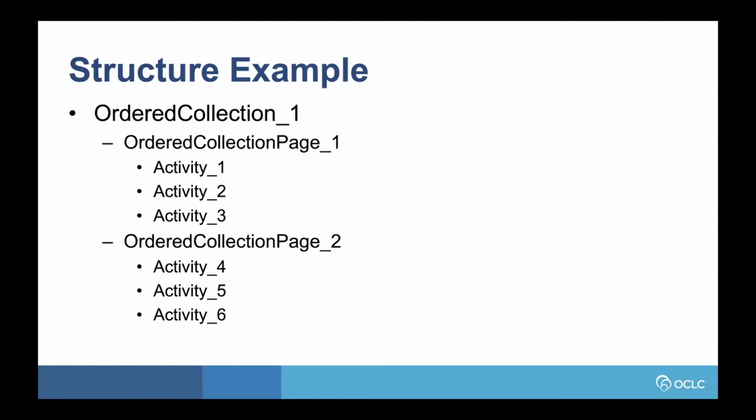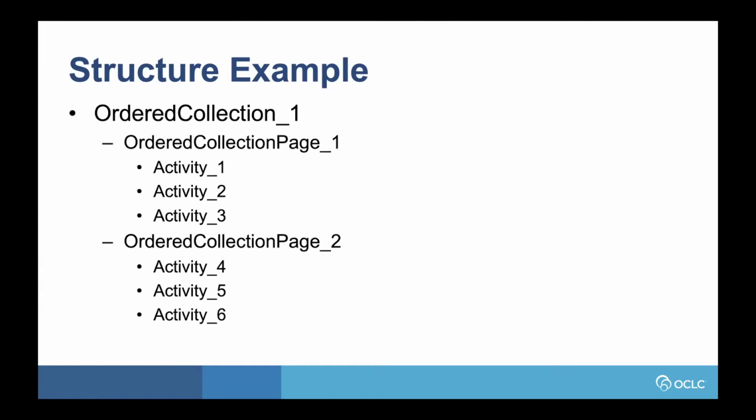And then once you've gotten into ordered collection page 1, you can have individual activities. Here you can see that this entire ordered collection has 6 activities that have been partitioned across 2 ordered collection pages. The breakdown of these is really up to the data provider. The specification does not say each page must have X number of activities or can only have X number of activities. It's up to the data provider to figure out what makes the most sense in terms of the crawlers that are going to be consuming this data.